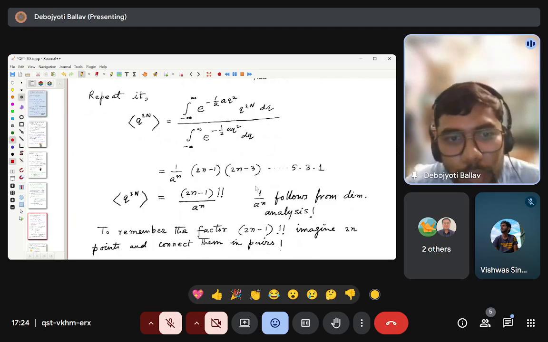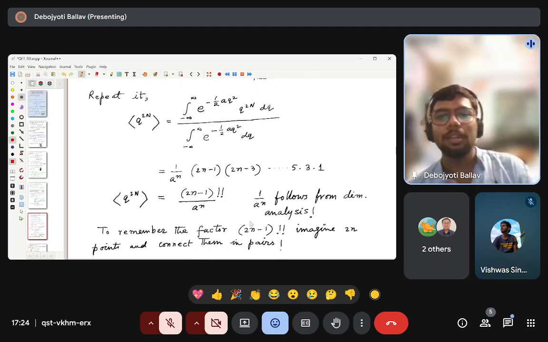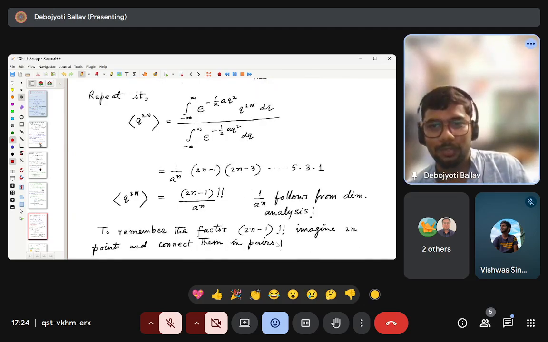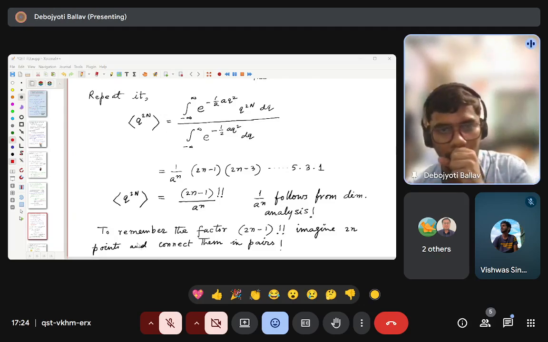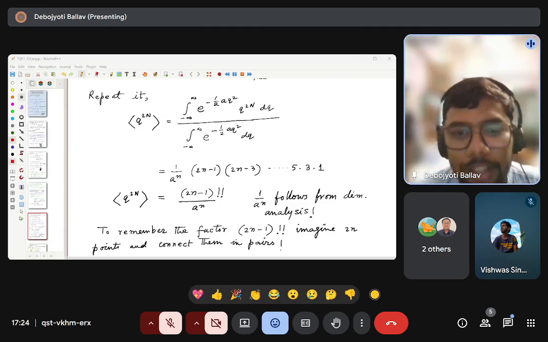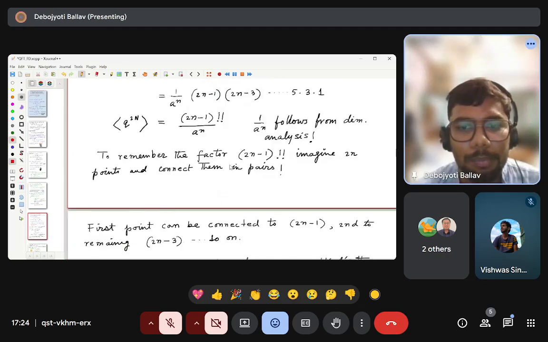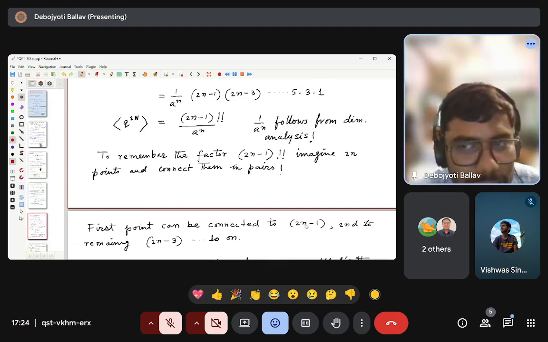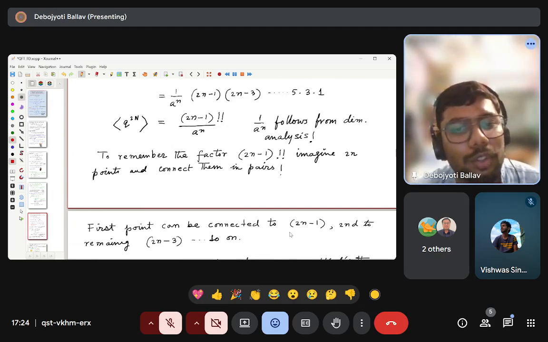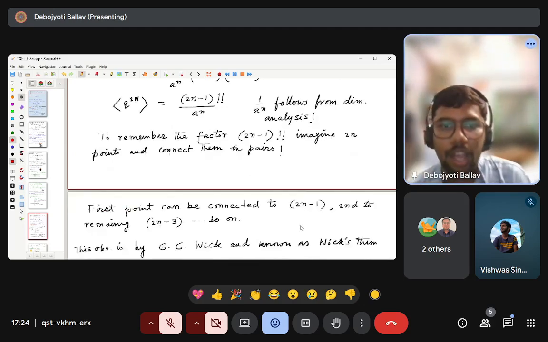Now how do you remember this double factorial? How do you remember this answer? To remember this answer, let me give a trick. I will give a simpler example. You imagine you have 2n points and you just pair them up. So the first point can be connected to 2n minus 1 points. The second point now has 2n minus 3 chances to connect to the other points, and so on.